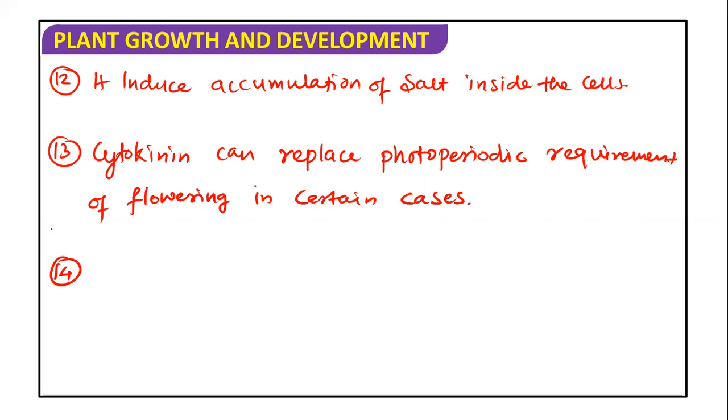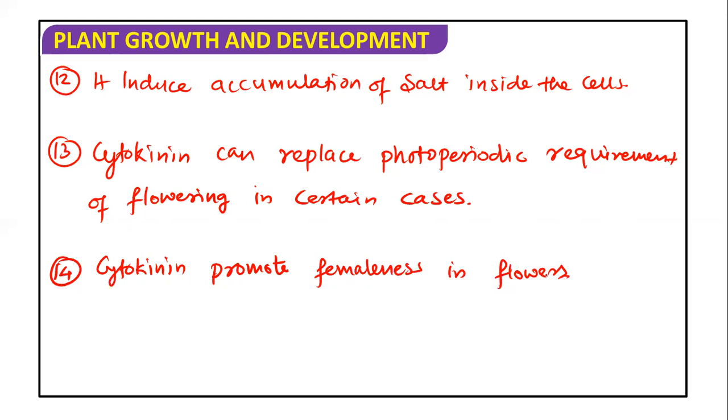And 14 is sex expression, where it is also known that cytokinin promotes femaleness in flowers, means it promotes the development of female flowers. Then it also induces parthenocarpy, that is the development of seedless fruit through the cytokinin treatment.